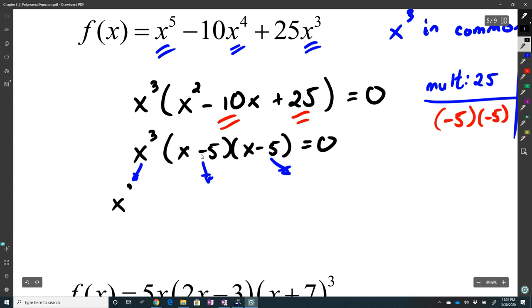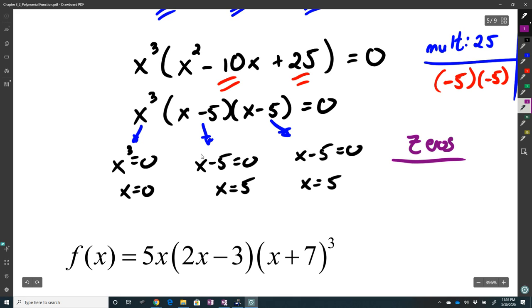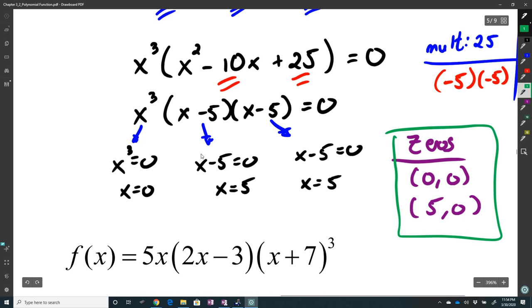This gives me x cubed equals 0, x minus 5 equals 0, and then another x minus 5 equals 0. And so my answer is x is equal to 0, x is equal to 5, x is equal to 5. So my zeros are going to be (0, 0), (5, 0). Okay? So again, on the homework, sometimes they'll do that. It's just this quadratic. The only pre-step you have to do is notice that they have 3 x's in common, so you can factor them out.